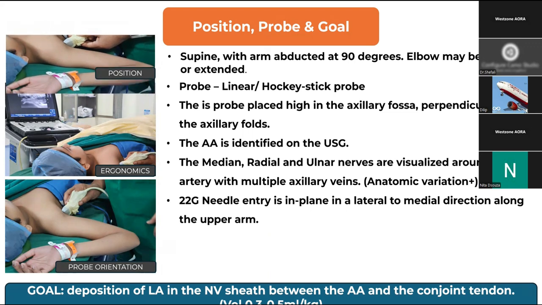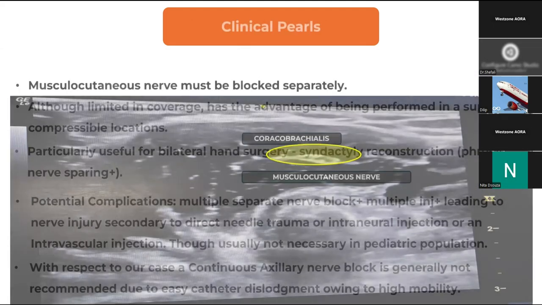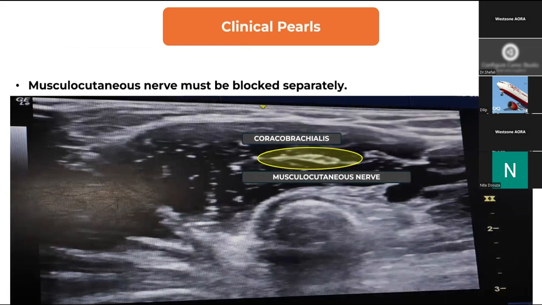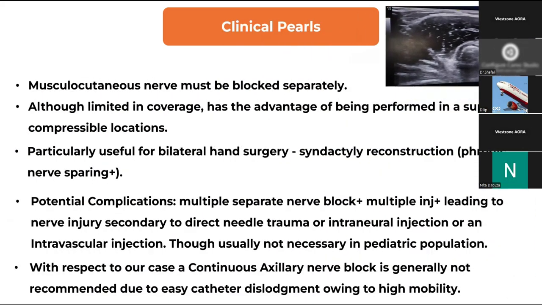Our goal is to deposit the local anesthetic in the neurovascular sheath between the axillary artery and the conjoint tendon, which is formed by the biceps and coracobrachialis tendon. A volume of 0.3 to 0.5 ml per kg might suffice for blocking the nerves. As you can see over here, the musculocutaneous nerve must be blocked separately. It lies between the coracobrachialis and the biceps brachii. Although this block has a limited coverage, it has an advantage of being performed in a compressible location. It is particularly useful for syndactyly reconstruction surgeries where both the hands have to be repaired.